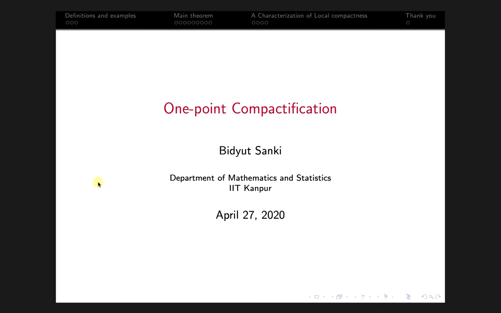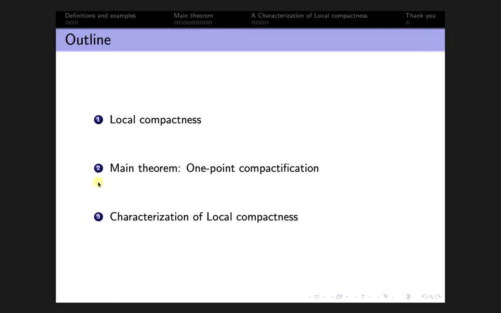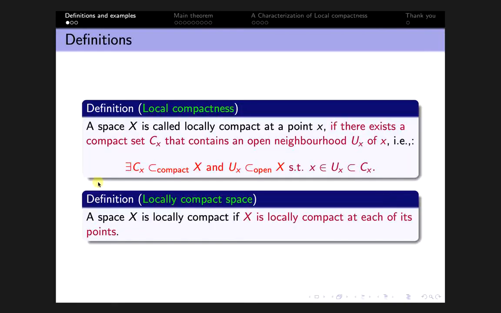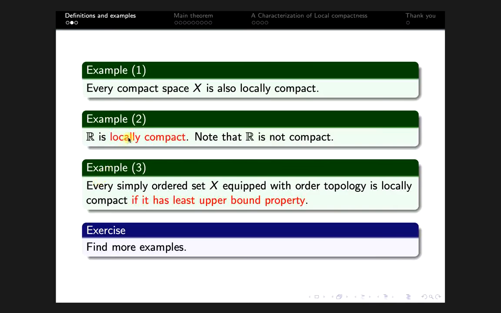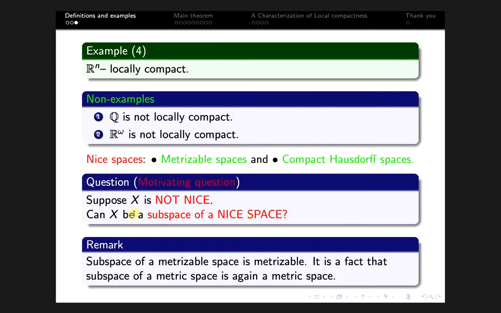This is the last segment on one-point compactification. Last time we defined local compactness and gave some examples. Any compact topological space is locally compact. The real line is locally compact. A simply ordered set X equipped with the order topology is locally compact if it has the least upper bound property. Then we showed that Q and R omega are not locally compact.